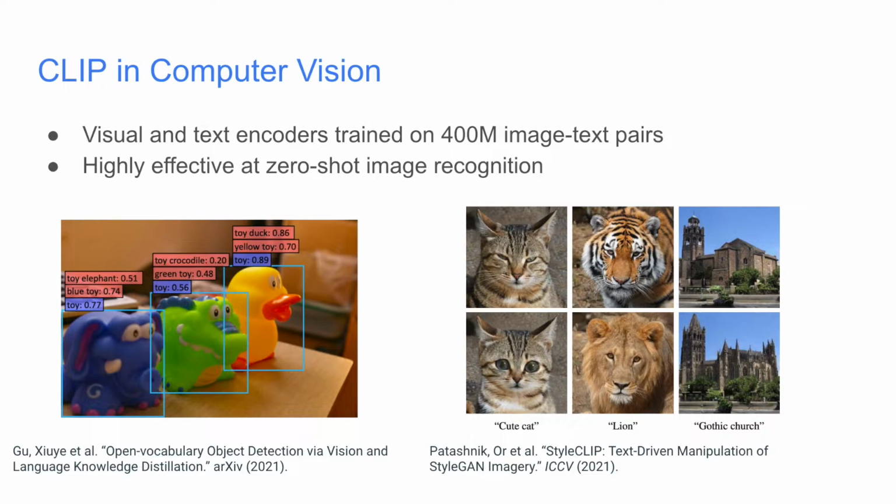Separately, CLIP introduces vision and text encoders trained contrastively on 400 million image-text pairs. These models have been shown to be highly effective at zero-shot image recognition, for example on ImageNet. They have even presented improvements across many other tasks in computer vision, such as open vocabulary object detection and text-driven image manipulation, as visualized here.